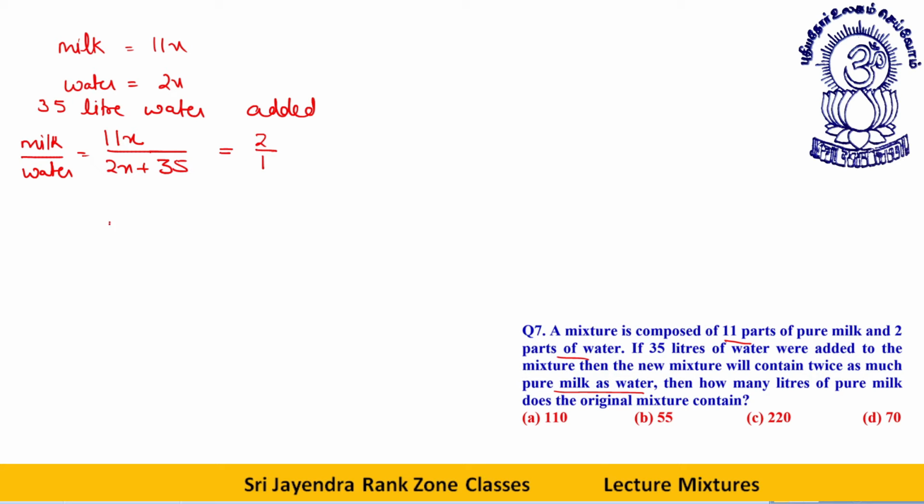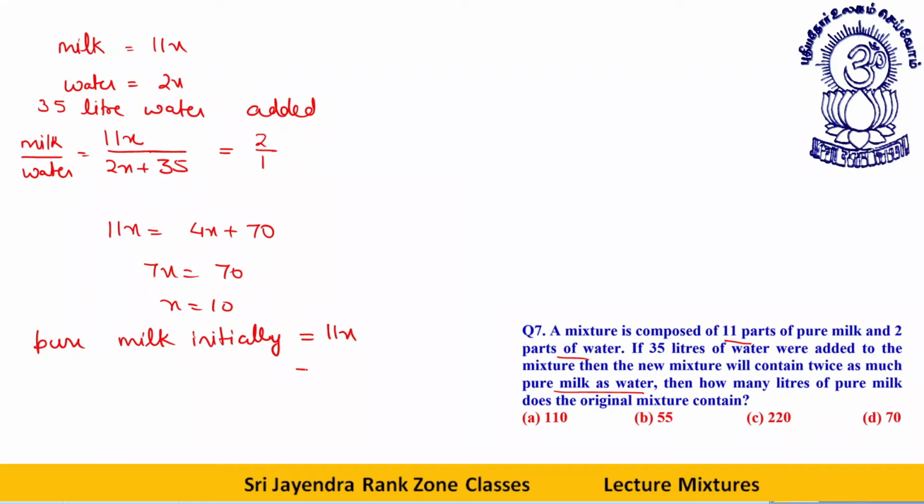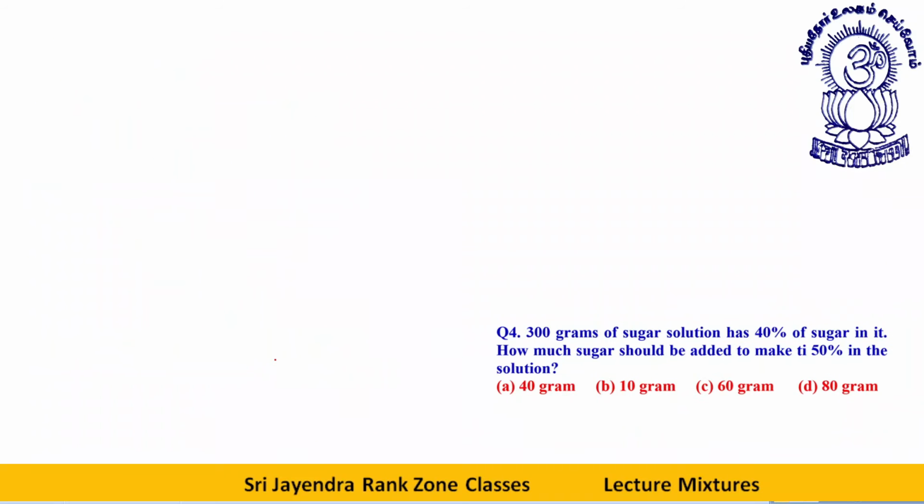Now this can be easily simplified. How come? 11x is equal to 2 into 2x plus 35, that will give me 4x plus 70. 7x is equal to 70, x is equal to 10. So we need to find out pure milk initially. Pure milk initially is equal to how much? 11x. That will give you 110. Clear? Let's move to the next one.